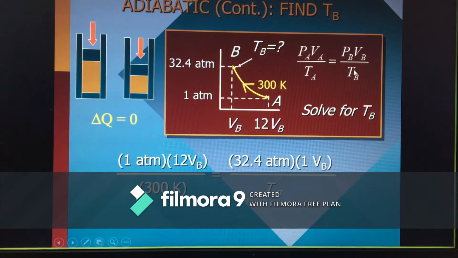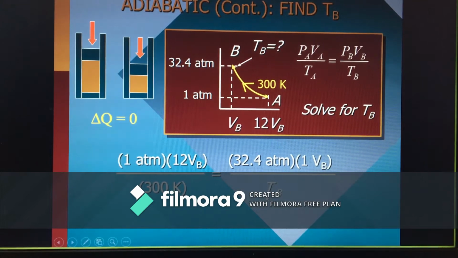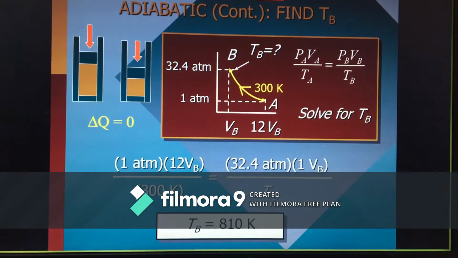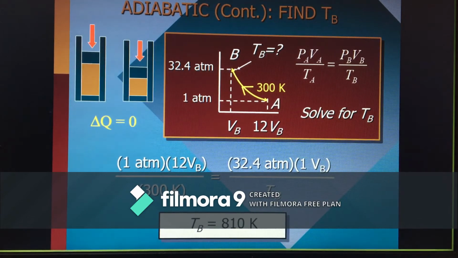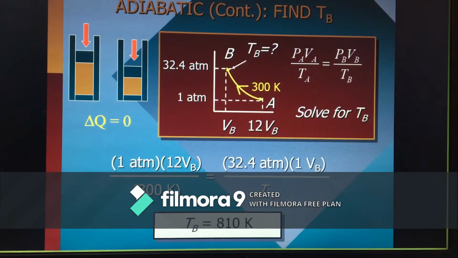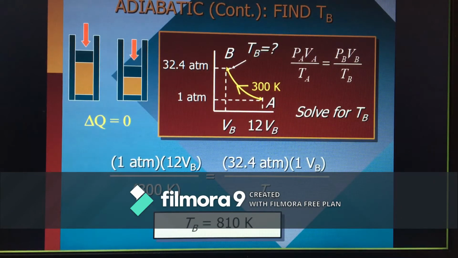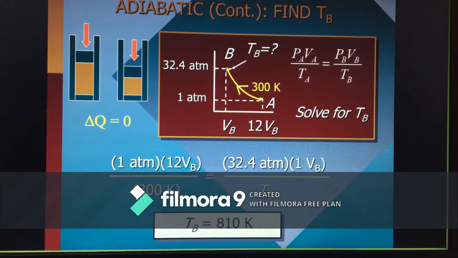Then temperature at B. From the result, we got TB as the only unknown. So solving it algebraically, we get TB equal to 810 Kelvin. Any questions, class? You can manage this, right? How to solve for TB? Just do it algebraically. It's just algebra. Okay, so let's proceed.